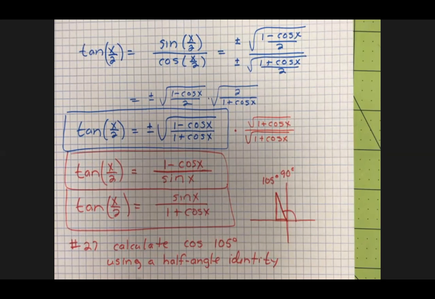Well, let's think about 105 as what? Cosine of 210 degrees divided by 2. Think about 105 as half of 210. Then use the half angle formula for cosine of 210 divided by 2. Plus or minus.